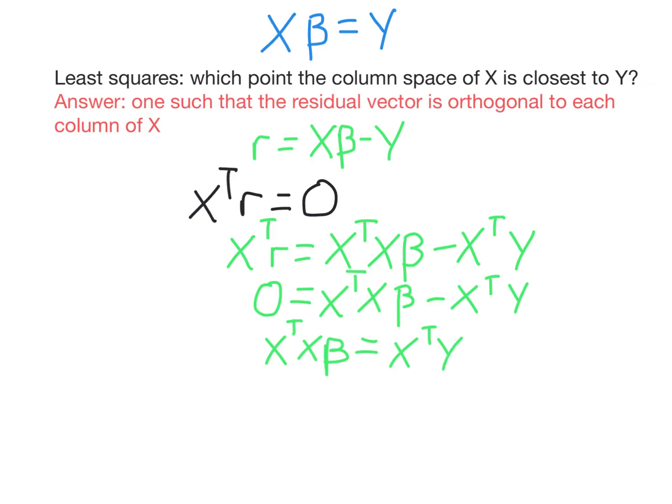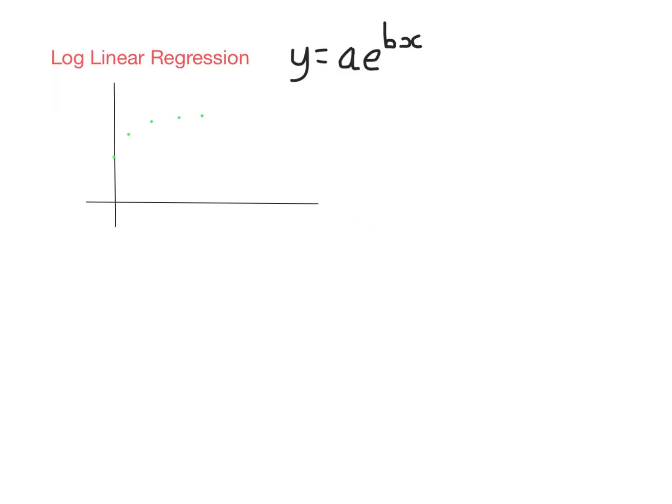Now to solve this, we have to take the inverse of this matrix. The good news is that in most applications, this is invertible. It will be invertible as long as the columns of the original matrix X are linearly independent, as they were in our previous example. So let's see how we can use this in an example of nonlinear regression. So we're going to have a look at log linear regression.